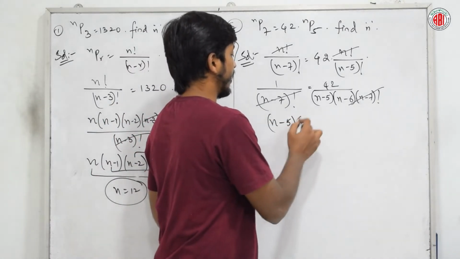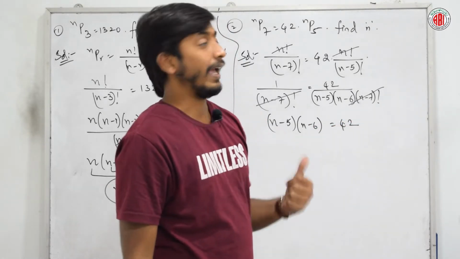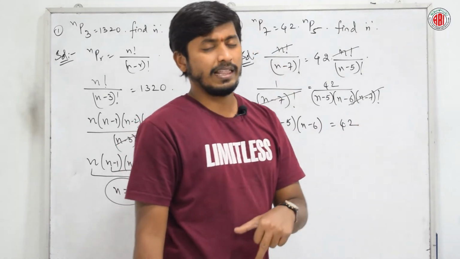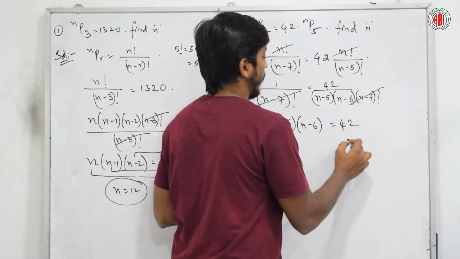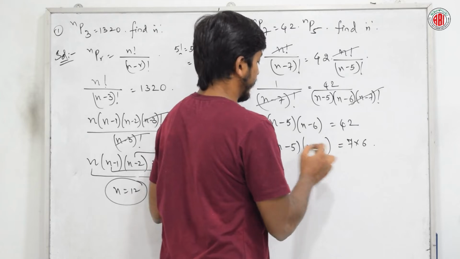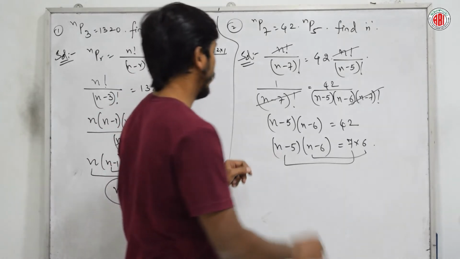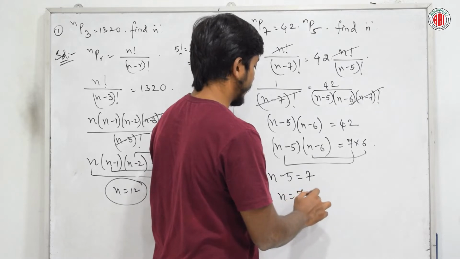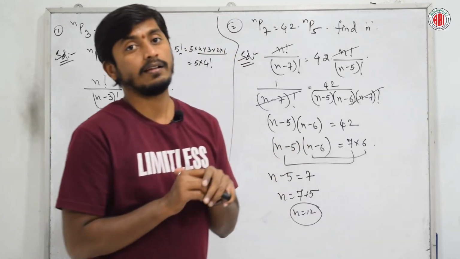I will get n minus 5 into n minus 6 is equal to 42. Now just tell me, can I write 42 as a product of two consecutive numbers? Just tell the factors of 42. 7 and 6. So obviously this is nothing but 7 into 6, n minus 5 into n minus 6. First is this, second is this. So n minus 5 is 7. Therefore n is 7 plus 5. Obviously n is 12. Is it clear?